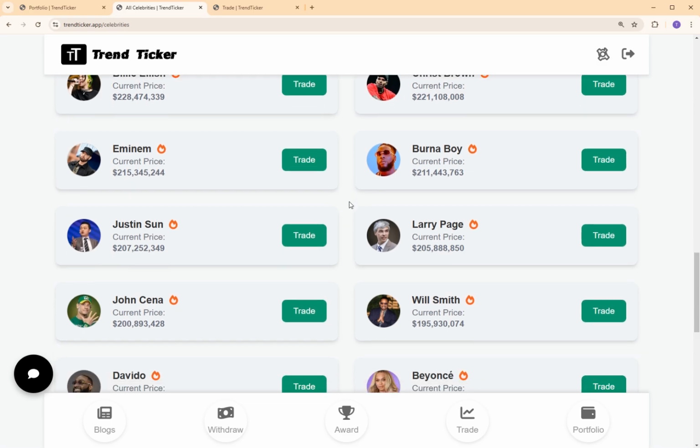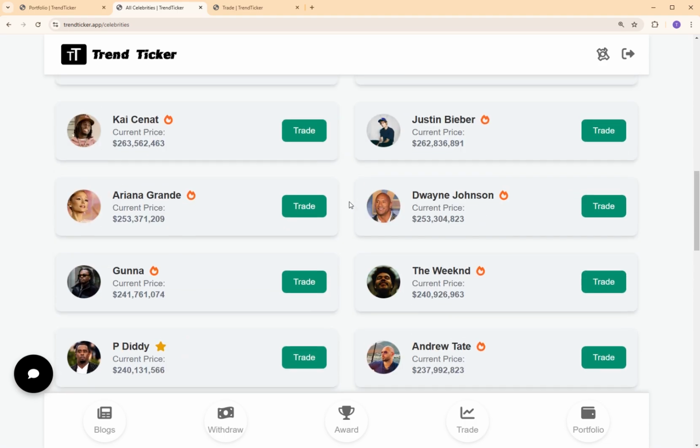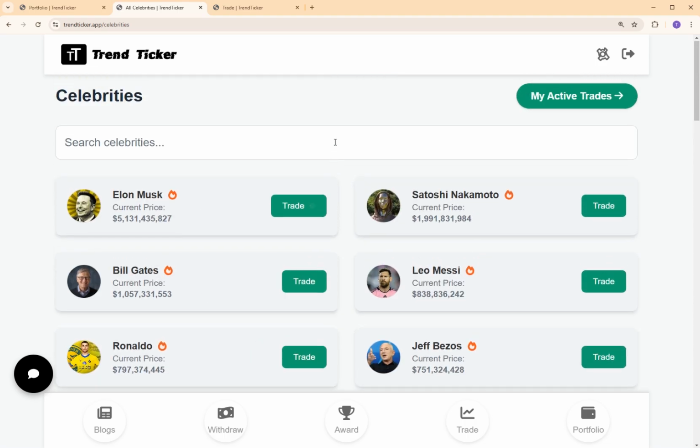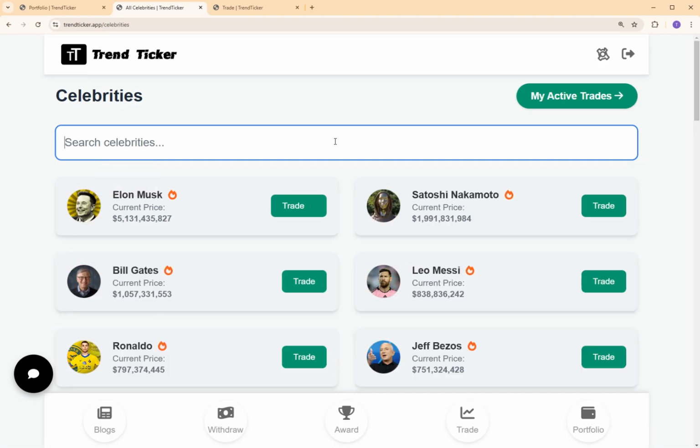Keep in mind that prices fluctuate based on activity. Just like cryptocurrency, they can rise to very high amounts or fall significantly, depending on user trades. That's how to trade and earn on TrendTicker.